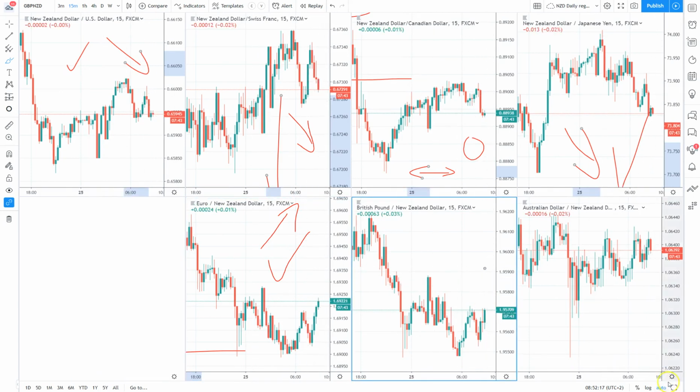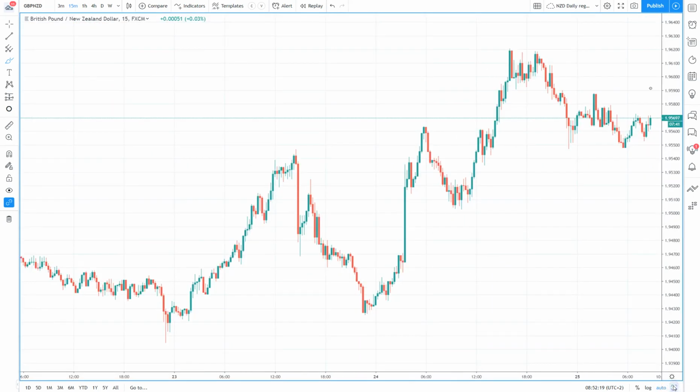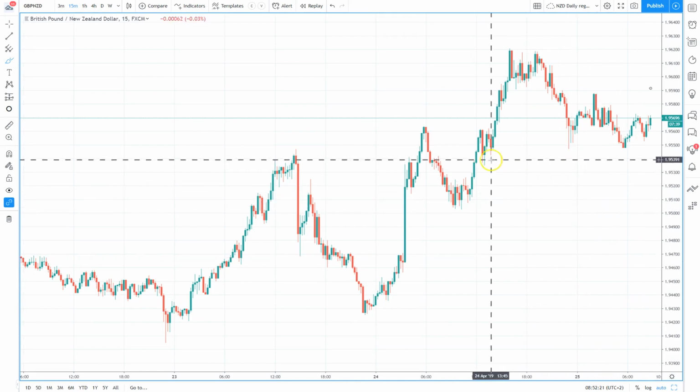And then pound New Zealand, also a reversed pair. So we should see a buy somewhere.